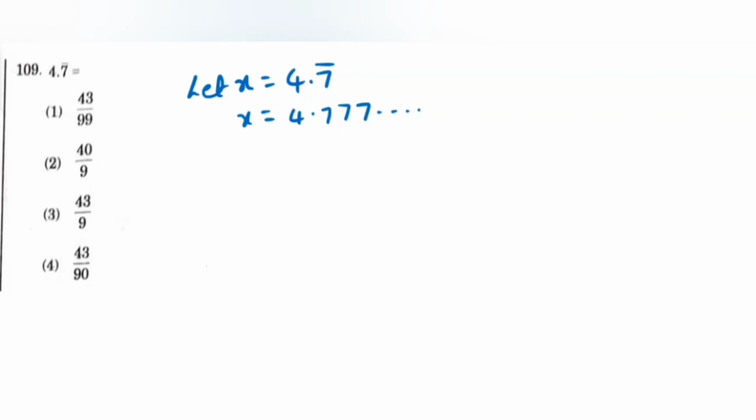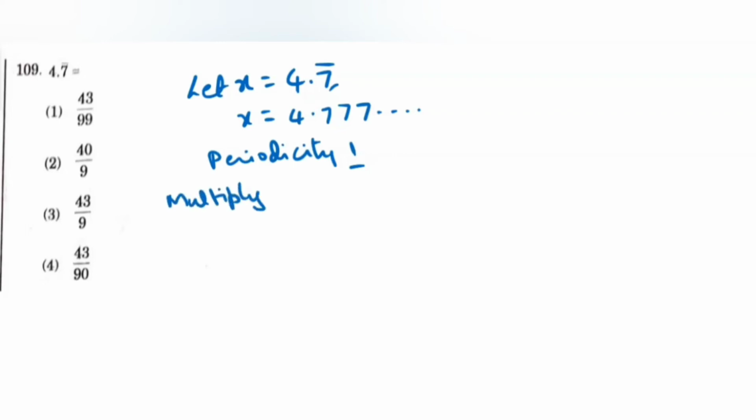So if there is only one number repeating, that means the periodicity is 1. If periodicity is 1, you have to multiply both sides of this x by 10. If periodicity is 2, that means if there are two numbers repeating under the bar here, then we have to multiply both sides by 100 and so on. If 3 digits are repeating, you should multiply by 1000 like that. So here periodicity is 1, so we are multiplying both sides by 10.